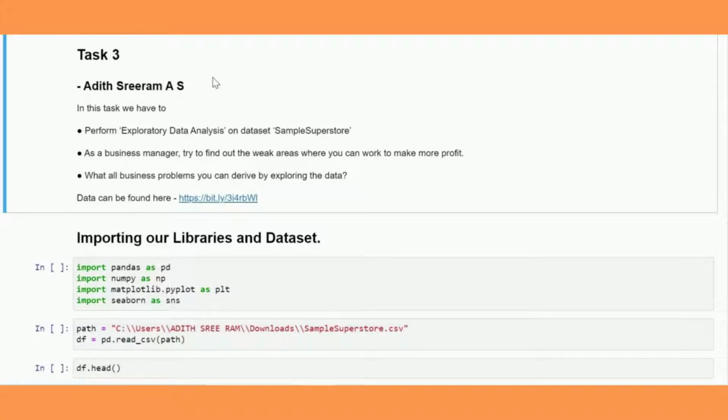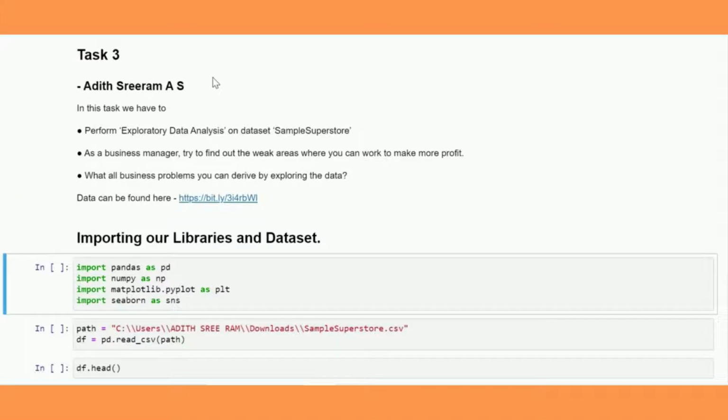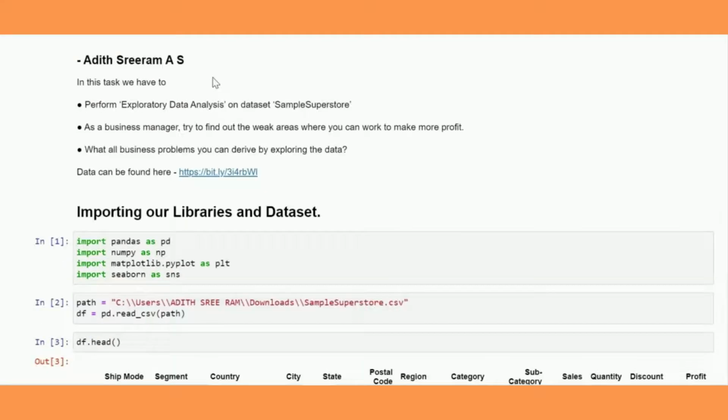In this video, we are going to look at the solution of task 3 in GRIP. In this task, we have to perform exploratory data analysis on the dataset Sample Superstore, and we are going to help our business manager find out the weak areas so that he can make more profit. As usual, our first step will be importing our libraries and dataset.